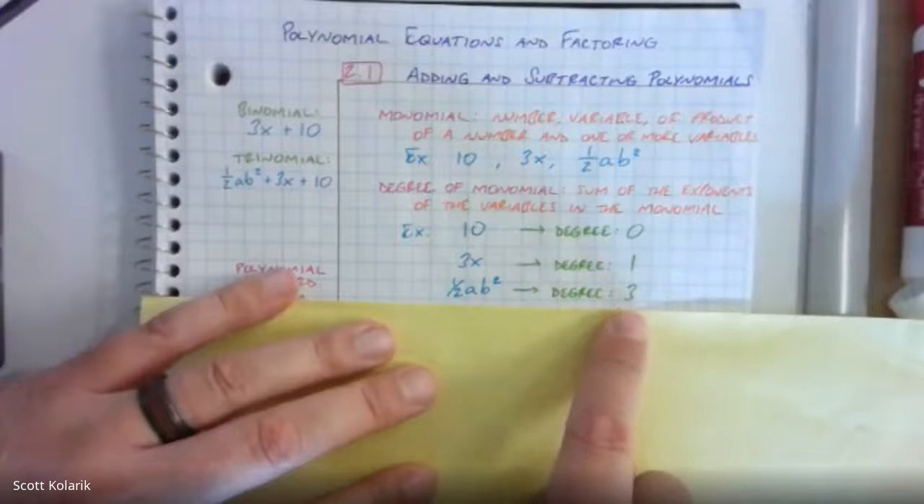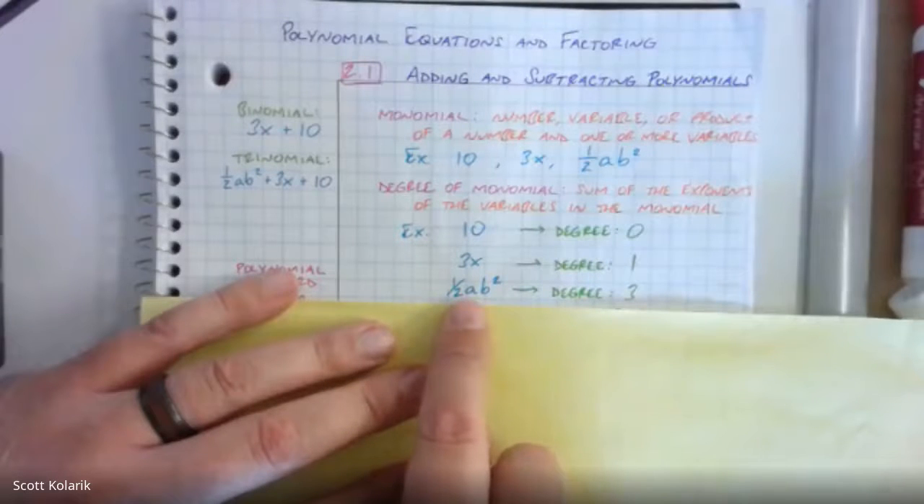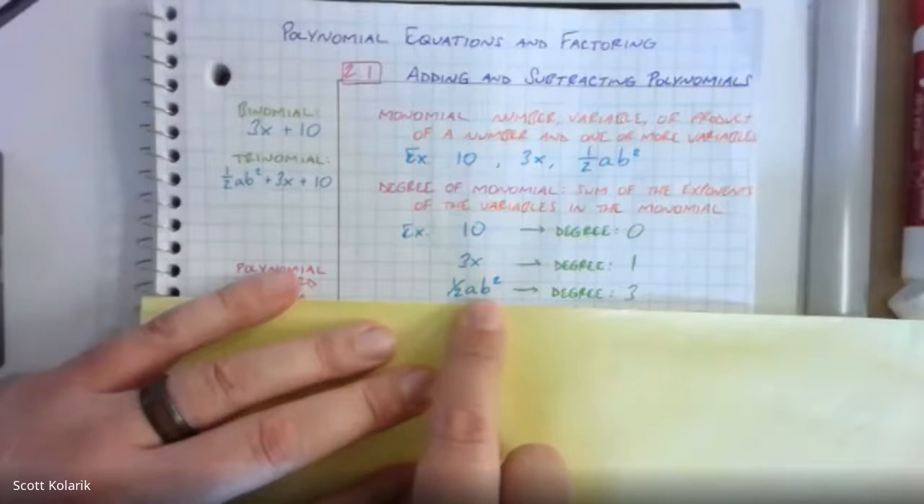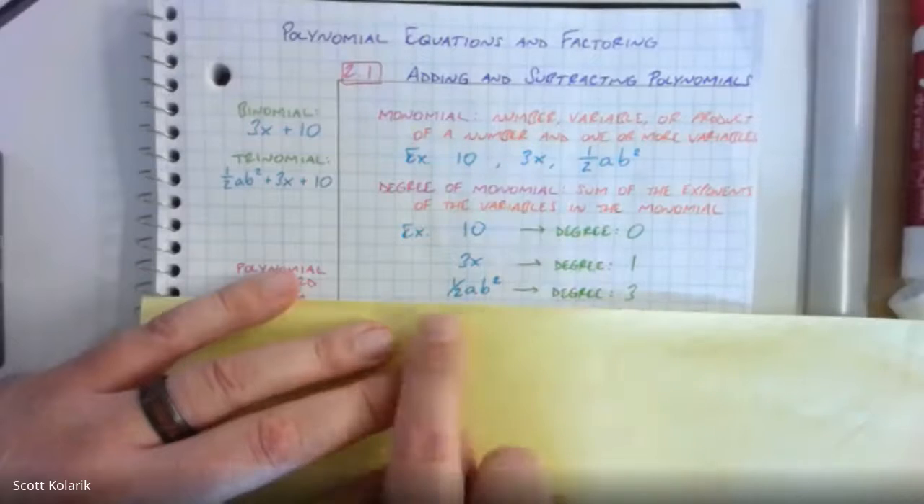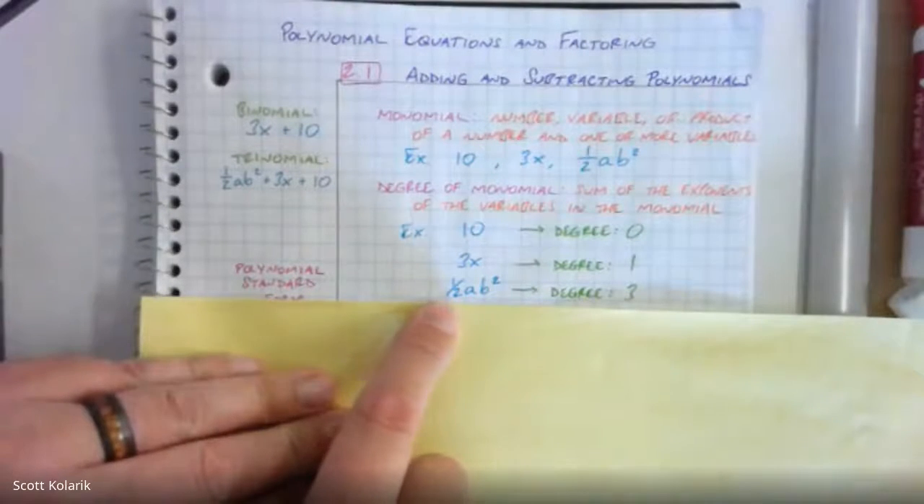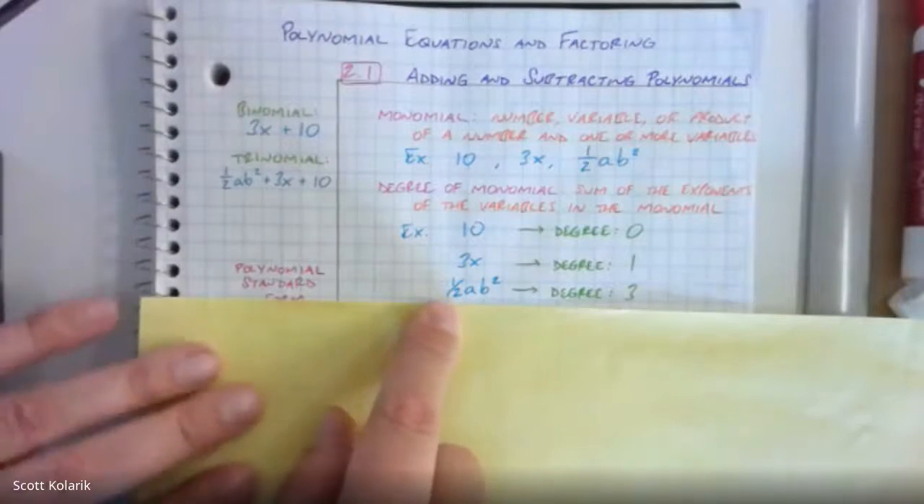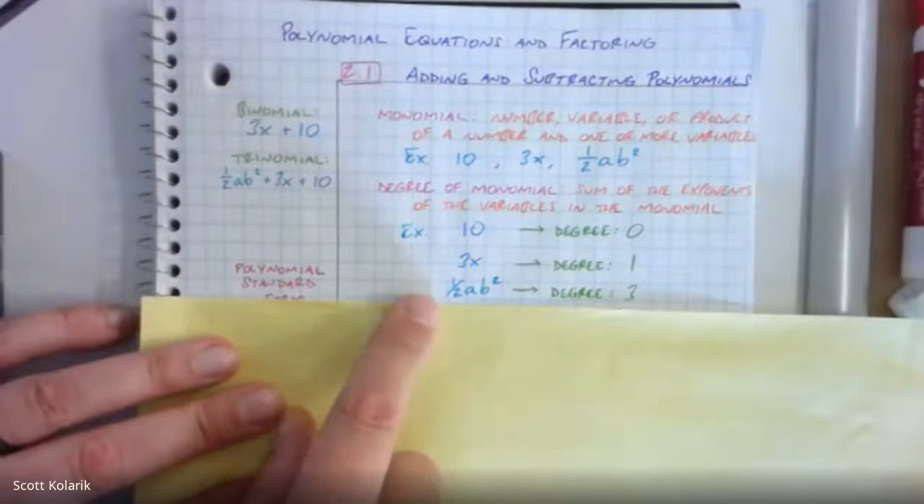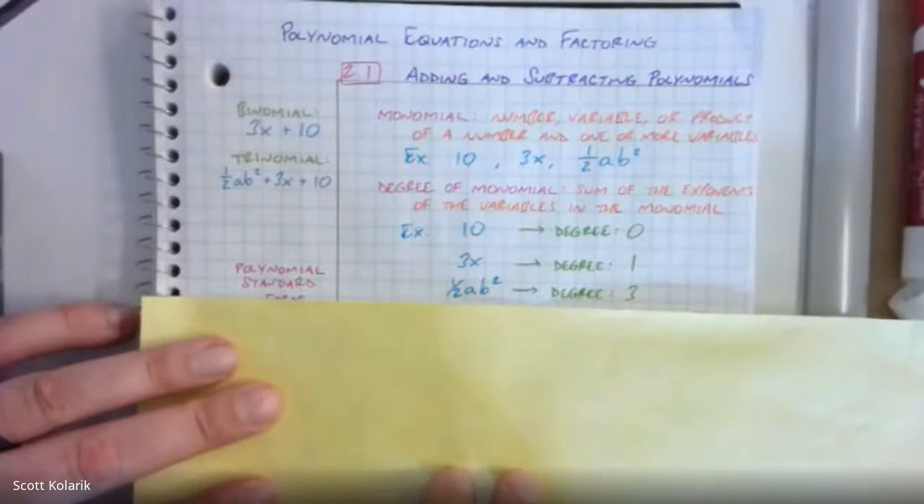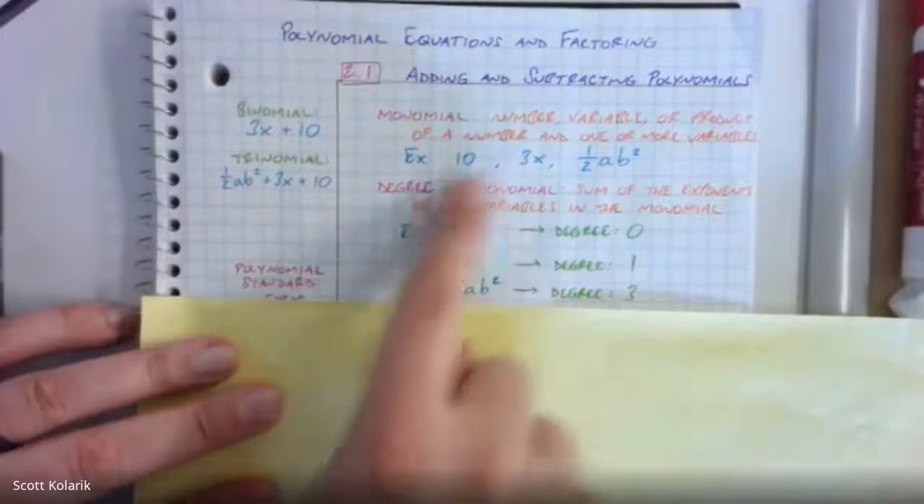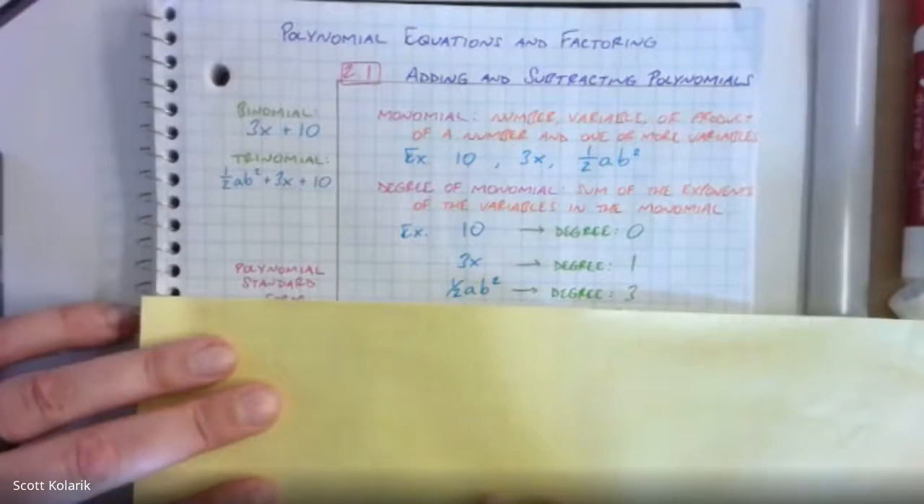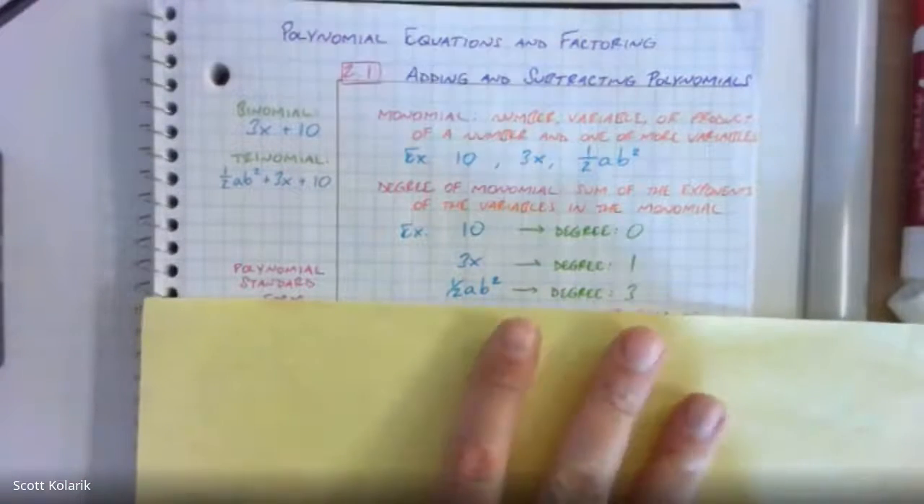So what I'm going to be doing for the degree of this monomial is adding together the exponents to find my ultimate degree here. So where did the 3 come from? a has an exponent of 1. b has an exponent of 2. 1 plus 2 gives me 3. 1/2 is not a variable. 1/2 is a constant. That's why I don't have to worry about anything with that exponent. So again, the degree of a monomial has to do with adding those exponents together.